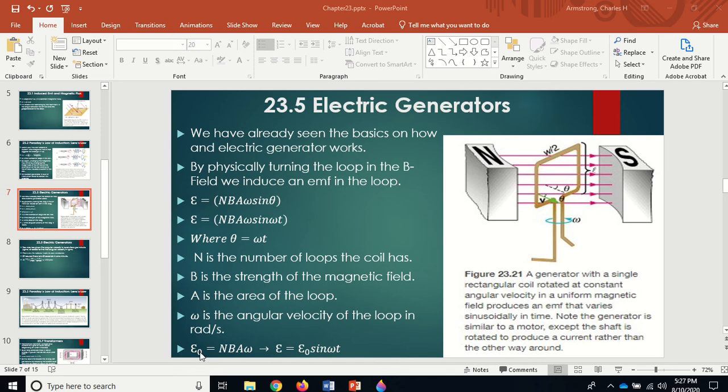So in other words, when sine of omega t is equal to 1, you just have the EMF equal to NBA omega. So we'll call E0 the maximum, equal to NBA omega, and at any different time the EMF would be equal to E0, which is NBA omega, times sine of omega t.